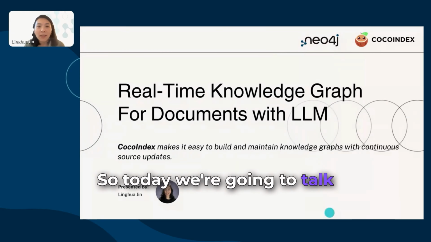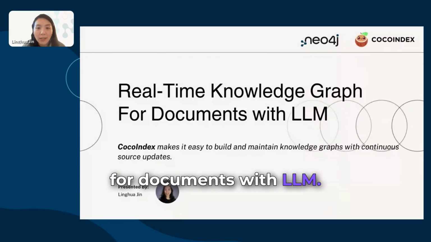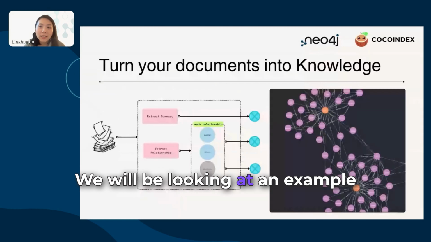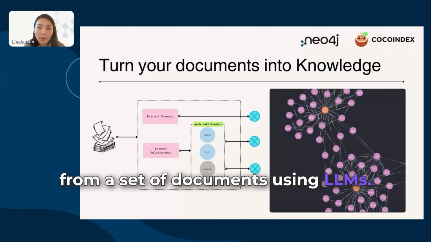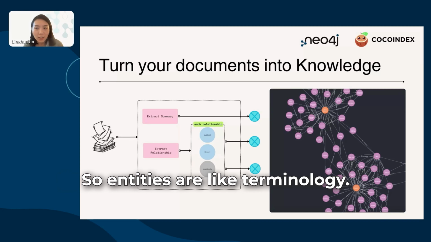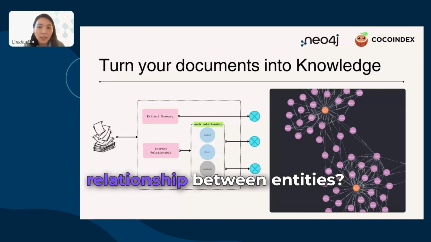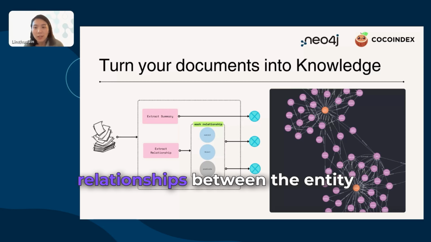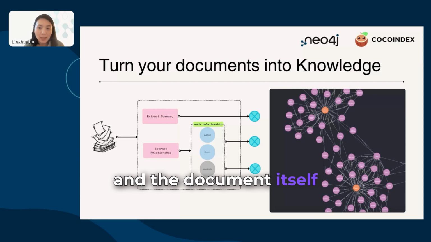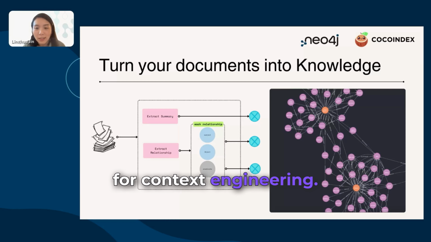So today we're going to talk about real-time knowledge graph for documents with LLM. We will be looking at an example and how we can extract entities from a set of documents using LLMs. Entities are like terminology, and then how do we use LLMs to extract relationships between entities? And then we will generate relationships between the entity and the document itself. And then we export it to Neo4j for context engineering.